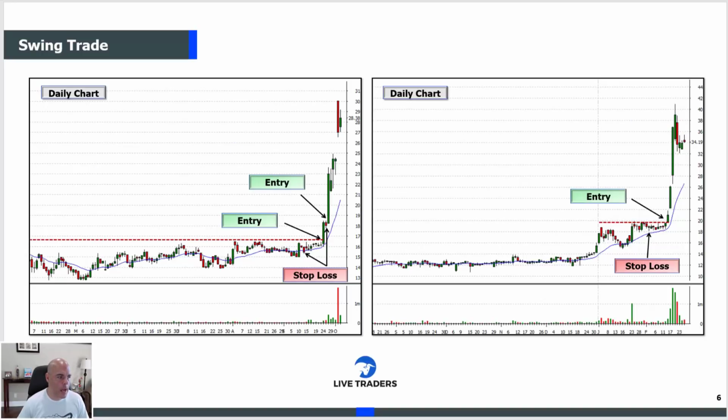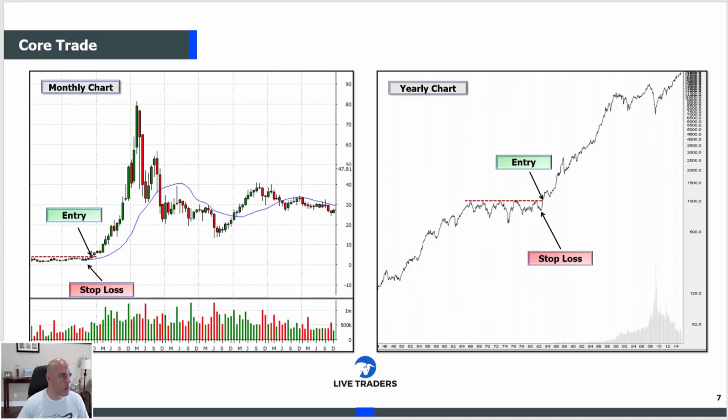Okay. And on top of that, guys, we have core trades, monthly charts, yearly charts, even weekly charts, if you will. But here's a monthly breakout on a stock, right? You're getting in right around the $4 range. Your stop's around $3, and this thing rips to 80. Now, again, this is a very good example of a monthly core trade.